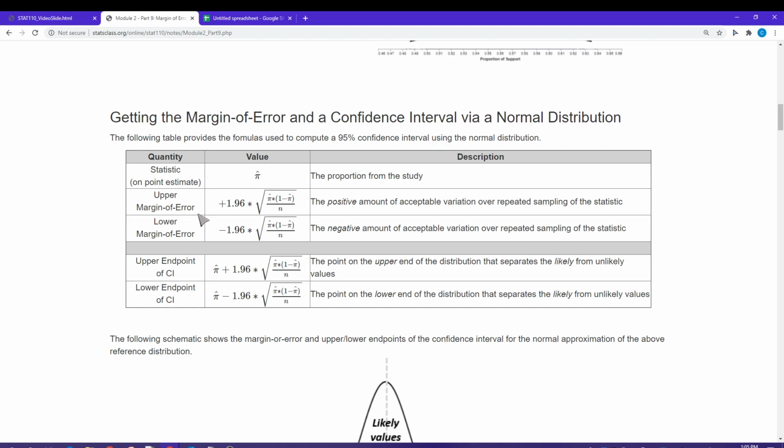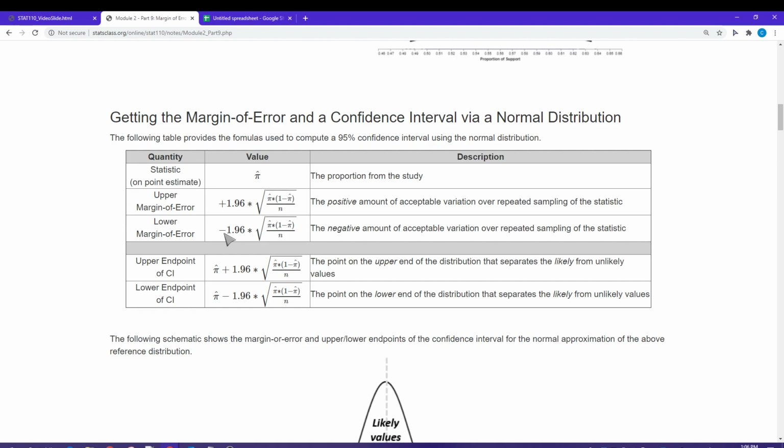The upper margin of error then is obtained using this equation right here. I need 1.96 multiplied by the quantity of the square root of pi hat times 1 minus pi hat, all divided by n. And n here just represents the number of people that participated in the poll. The lower margin of error is going to be that same quantity, except I'm going to use a minus 1.96.